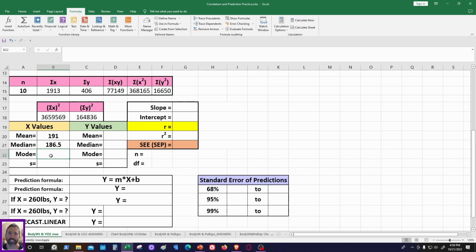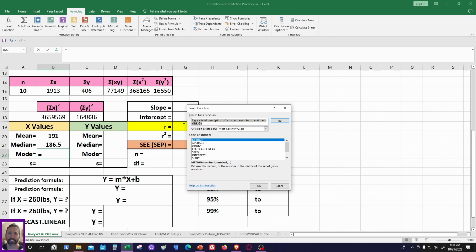Now, mode: is there a most frequent score, or a most frequent body weight? Let's go ahead and find out. So again, we're going to go to insert function. We're going to be looking for mode, M-O-D-E, and hit go. And you notice that there are a couple different modes. There's an old one we used to use a long time ago, and there's multi if you have more than one. We're going to go ahead and use the multi. That's the one that we tend to use now. I used to use the old one all the time, but let's try using this one. We're going to hit OK.